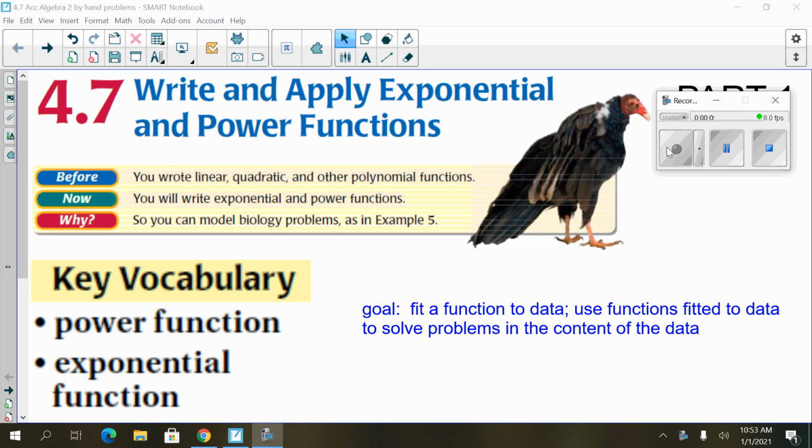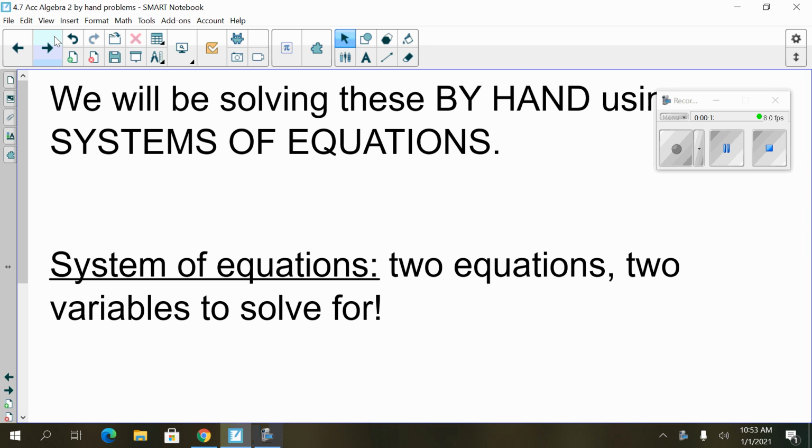We've never really done this before, but in part 1, we're going to learn how to do it by hand. And in part 2, we're going to learn how to use the technology to solve these problems. So what we'll be doing when we solve these by hand is using a system of equations. You might have seen systems of equations before back in Algebra 1, but it's when you have 2 equations and 2 variables that you're going to be solving for. And we're going to be using the substitution method to solve these systems.